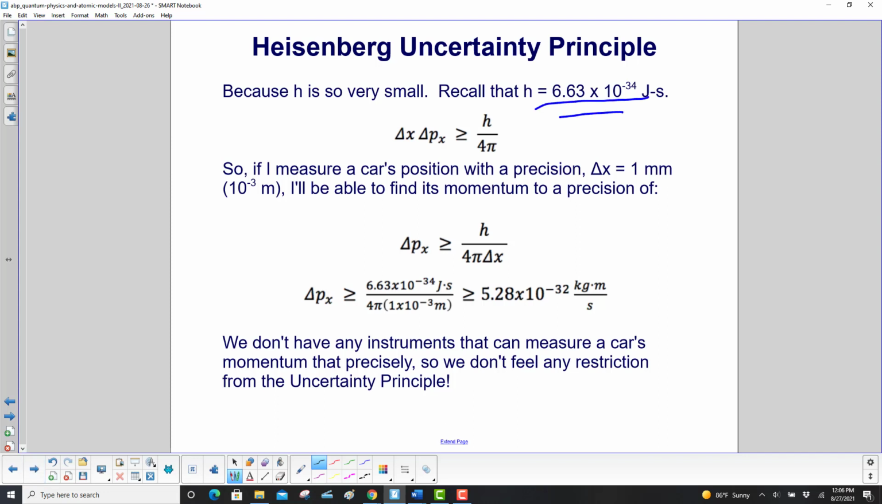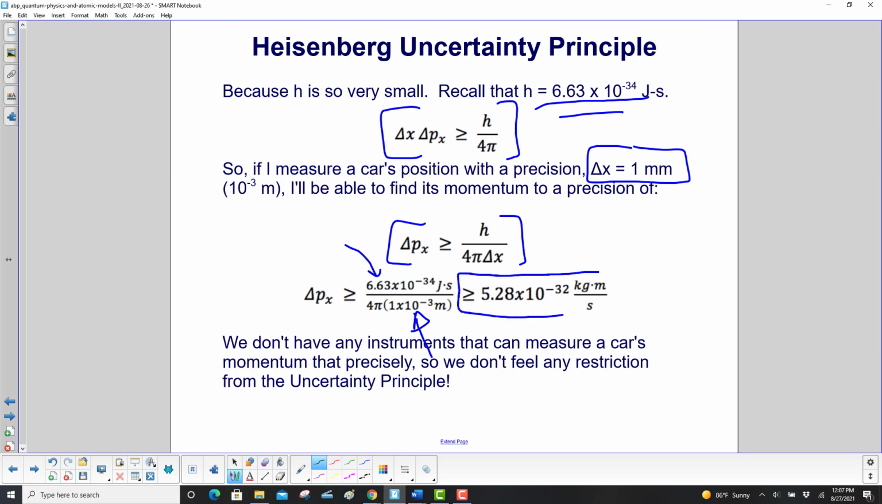So here's Planck's constant. So here's the uncertainty principle. If we measure a car's position with a precision of delta x is 1 millimeter, which we could probably do, I'll be able to find its momentum to a precision of, well, delta px has to be greater than or equal to h over 4 pi delta x. Substitute in Planck's constant. Here's our uncertainty in measuring where the car is. And we'll find that we can measure the momentum to an uncertainty of 5.28 times 10 to the minus 32nd kilogram meters per second. We certainly don't have any instruments that can measure a car's momentum that precisely, so we don't feel any restriction from the uncertainty principle.